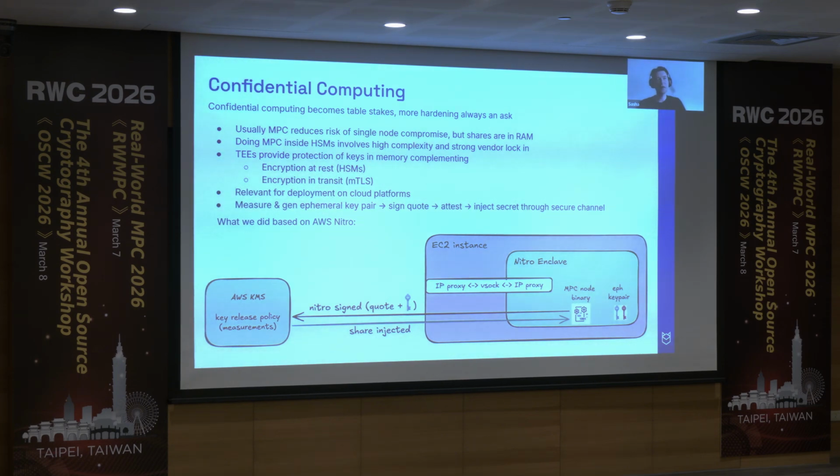So the enclave attests to the KMS its measurements, so the fact that it was not tampered with. It also generates an ephemeral key pair and provides a public key. This is all signed with the Nitro hypervisor, and then KMS, depending on the release key policy, checks those measurements and injects the key material, in this case the MPC share, using the secure channel into the Nitro enclave.